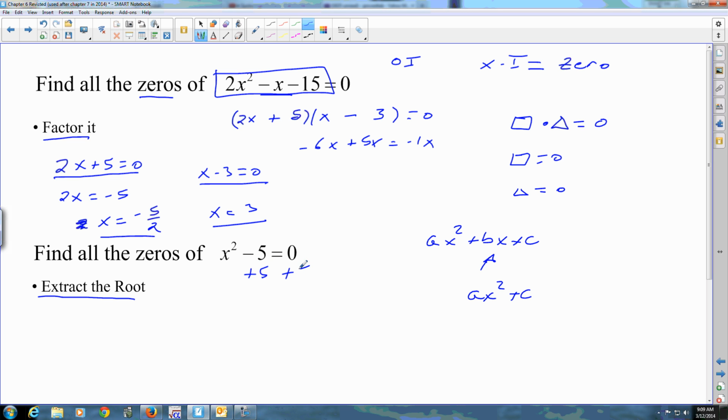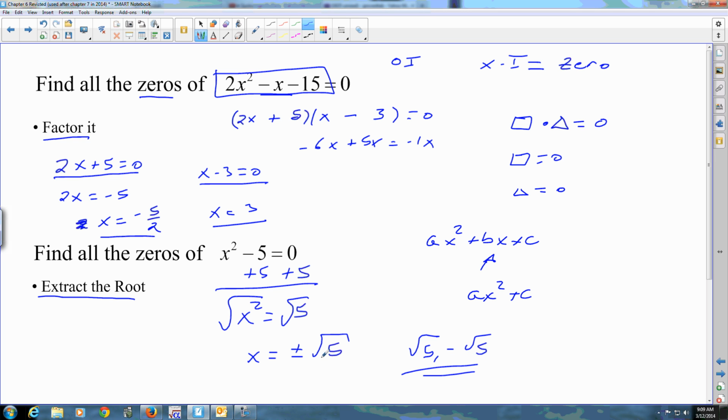Add the 5 over, and you have x squared is equal to 5, and then take the square root. Don't forget, when you put an even root on the page that wasn't there before, a plus and minus shows up. So you have the square root of 5 and negative square root of 5. You have two answers. You don't have to write it like this. I'm just doing it to illustrate the point.